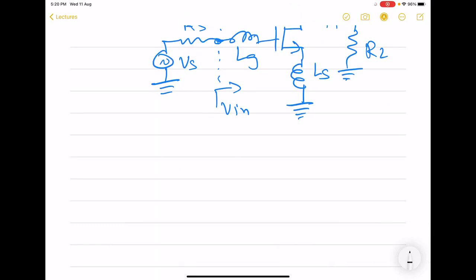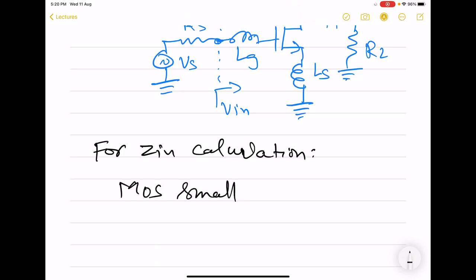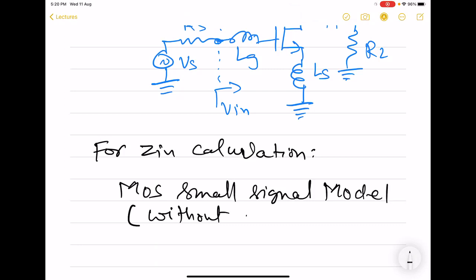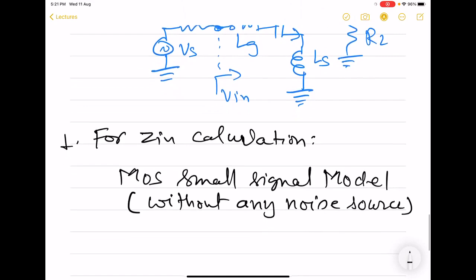So for Zin calculation, we need the MOS small signal model. So here in this case, we will not include any noise source. So when we are trying to find out the input impedance, there will be no noise source associated with any of the components, neither with the MOS nor with any other component. So this is one model that we need.